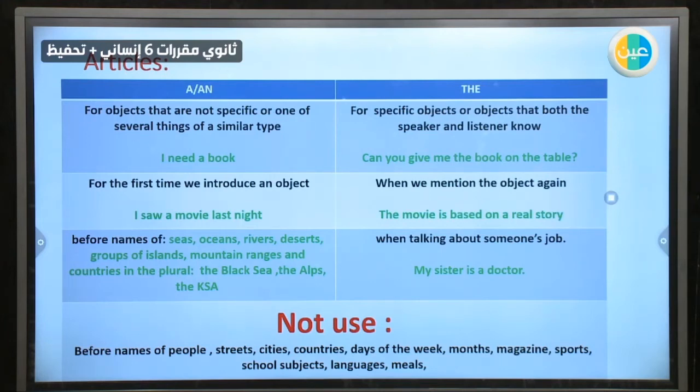Okay, so if you want to repeat them, we use a and an for objects that are not specific, mentioned for the first time, or someone's job. The we use for a specific object, or one mentioned for the next time, or with a group of nouns like seas, oceans, rivers, deserts, groups of islands, mountain ranges, and countries in the plural.